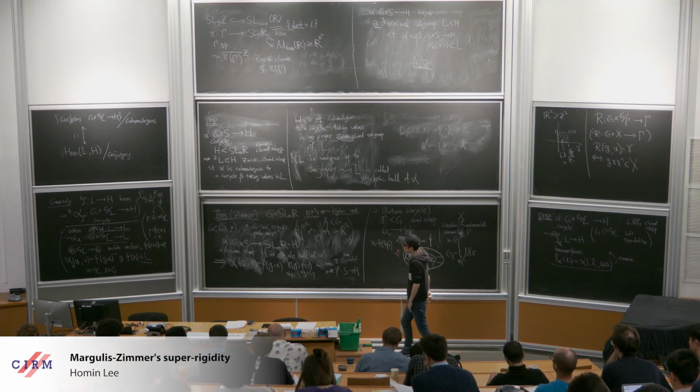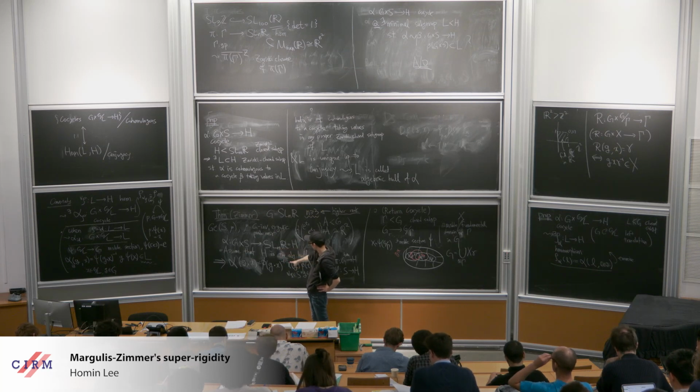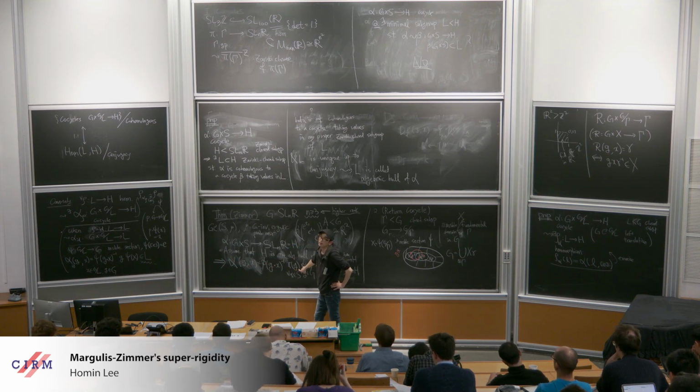So what does this mean? You can really classify the cocycle: you can see that up to cohomology you can find a representation, so alpha is cohomologous to the representation. This will be quite useful later.